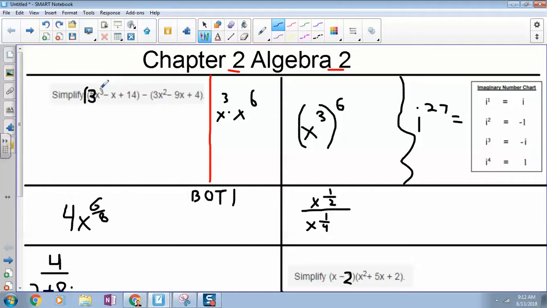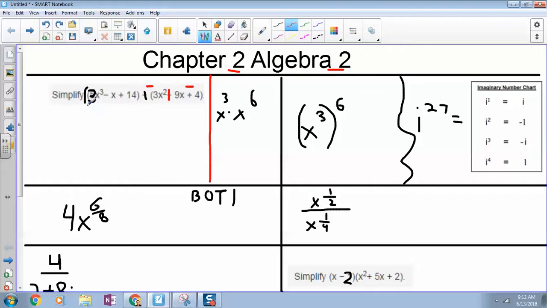So for the first one, we need to subtract these two terms. The trick to this is very easy. Take this subtraction sign and turn it into addition and then distribute the negative. So once that's a plus, I change the sign of everything in parentheses. So I make that a negative, I make that a positive, and then I make that a negative. Then all I have to do is put it in descending order, which is highest exponent to smallest.